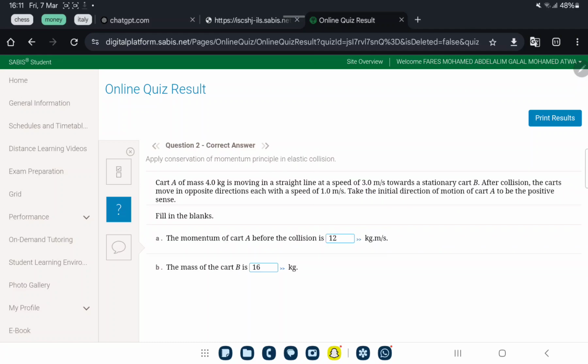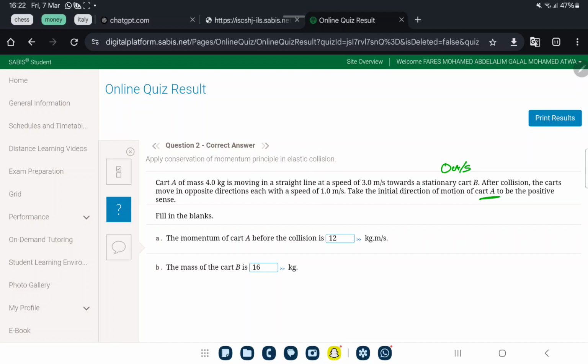Here the question is two-part. Cart A is mass 4 and speed 3, and stationary cart B, so 0 meters per second. After the collision, the carts move in opposite directions with a speed of 1 meter per second. The initial direction of motion, okay. And they also tell us that the direction of cart A is the positive direction.